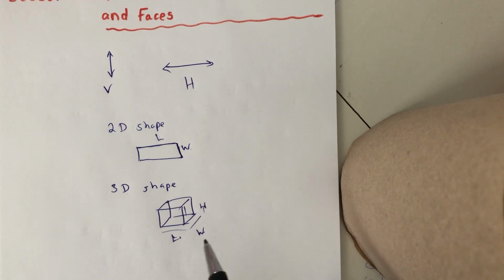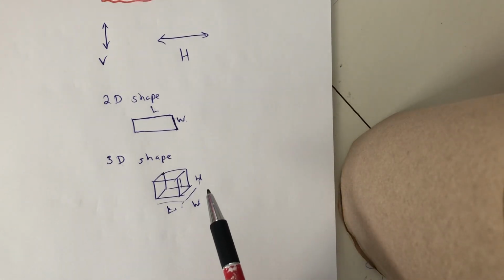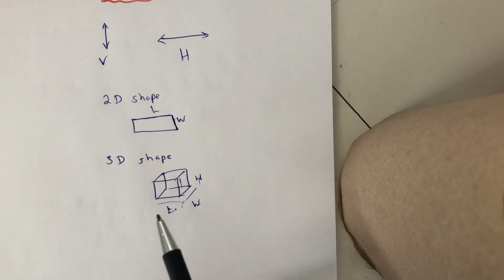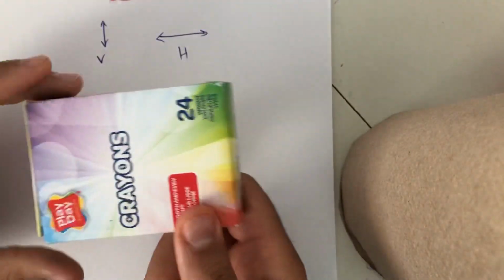3D shapes, we could think about cubes, triangular prisms, rectangular prisms, spheres, different types of pyramids. We could have square-based pyramids, triangular-based pyramids, multiple different types of pyramids, and with prisms as well. So I'm going to give you a little example about this box of crayons.